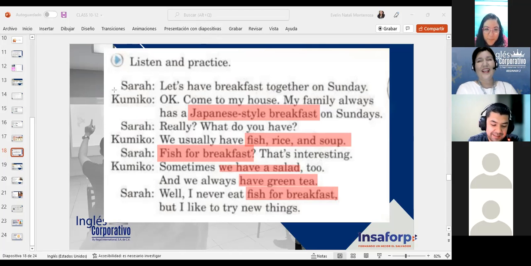Salvadorian food is beans, the cream, and milk. Milk for breakfast. That's interesting. Sometimes we have chocolate too. And we always have lemon tea. Well, I never drink lemon tea for breakfast, but I like to try new things.